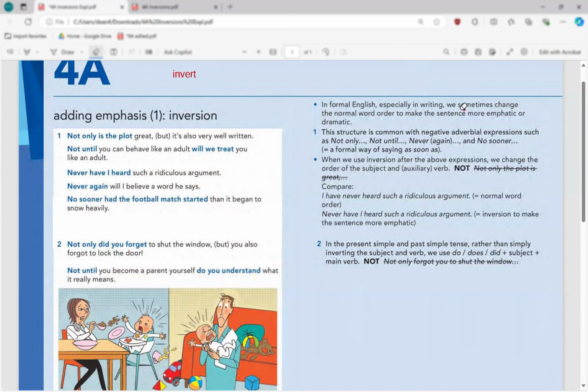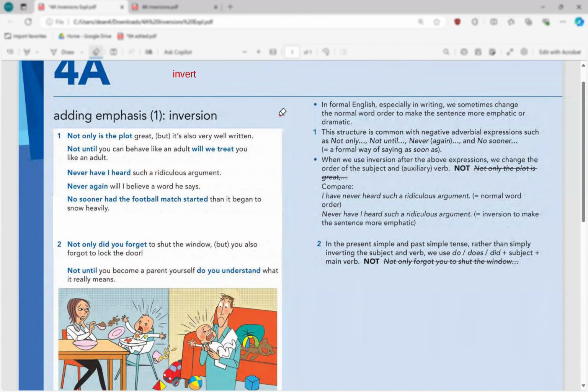And that's what it says here. Look, informal English. So that's formal. Inversion, we use it in formal English. But even in speaking native speakers, they use inversion a lot, by the way. So in formal English, especially in writing, we sometimes change the normal word order to make the sentence more emphatic or dramatic. So to increase the effect of the writing or speaking, or whatever that we are trying to convey.